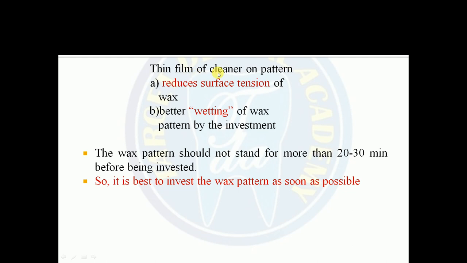A thin film of cleaner on the pattern is formed that reduces the surface tension of the wax and provides better wetting of the wax pattern by the investment. The wax pattern should not stand for more than 20 to 30 minutes before being invested. So it is best to invest the wax pattern as soon as possible.